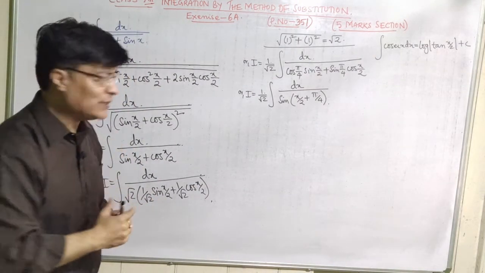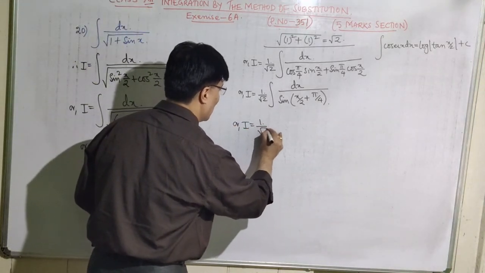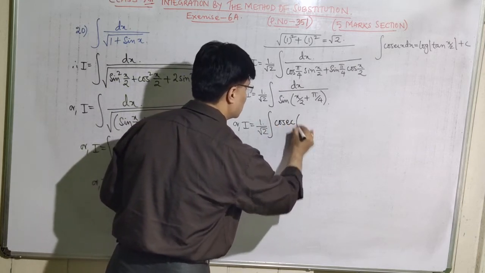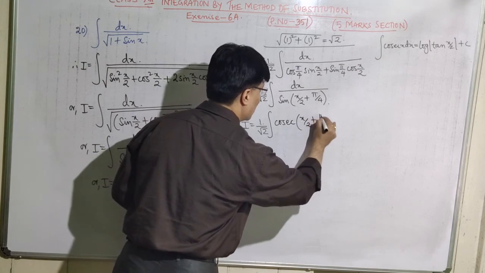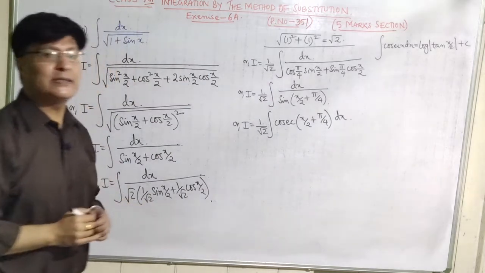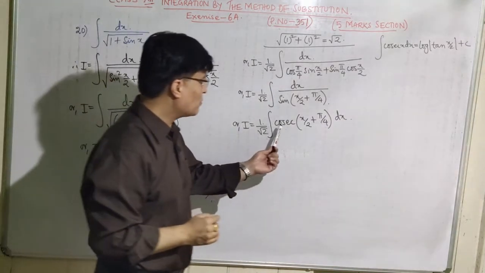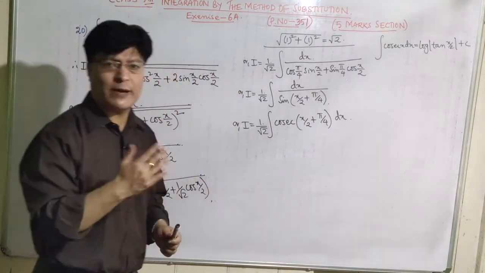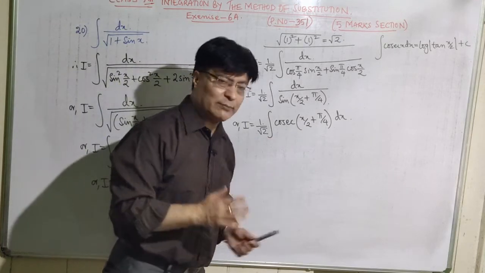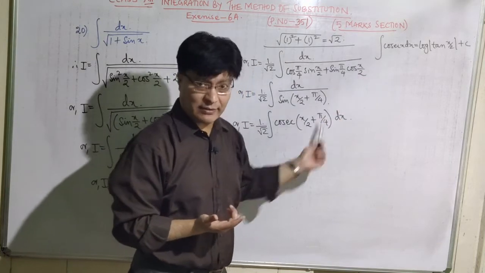Now what is 1 by sine? It is cosec. So I is equal to 1 by root 2 integration of cosec x by 2 plus pi by 4. Then we write dx. Is that understood now? So now this is in the form cosec x by 2 plus pi by 4 can be taken as x. So it is cosec x dx. We can use this formula here again.